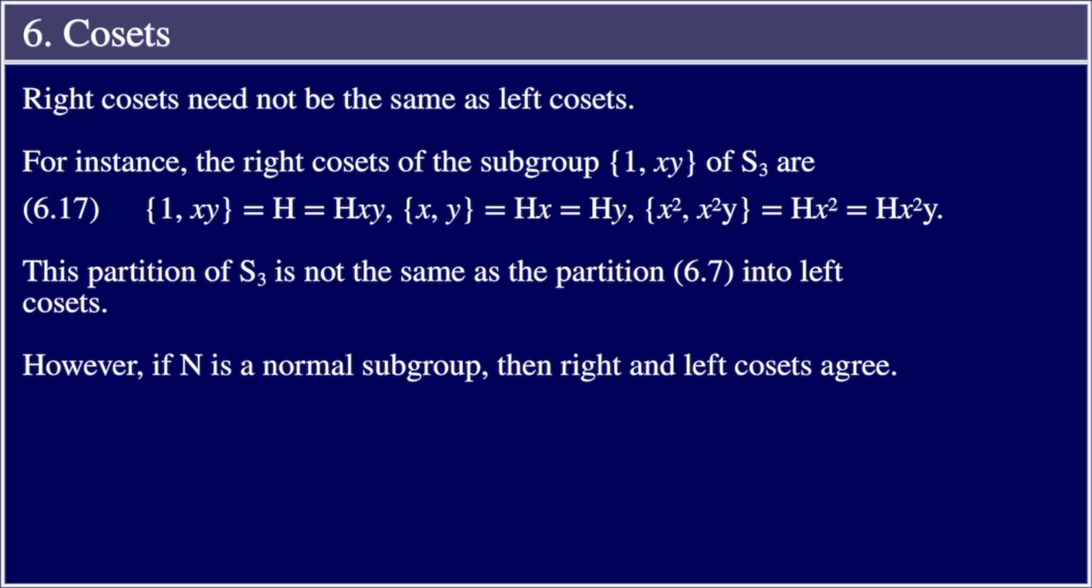For instance, the right cosets of the group H = {1, xy} of S3 are 6.17. The set {1, xy} equals H equals Hxy. The set {x, y} equals Hx equals Hy. The set {x², x²y} equals Hx² equals Hx²y. This partition of S3 is not the same as the partition 6.7 into left cosets. However, if H is a normal subgroup, then right and left cosets agree.